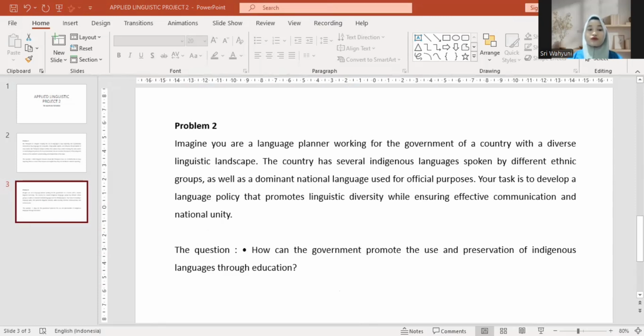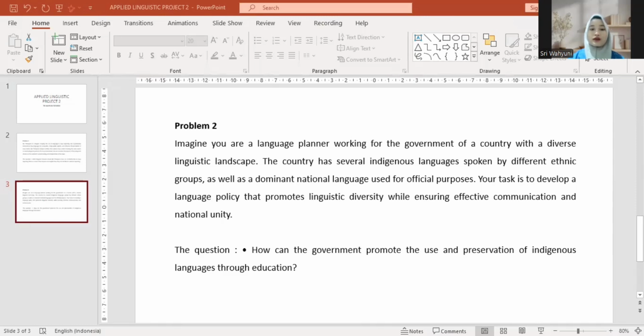So, for the second problem, there are some ways. The first is sociolinguistic awareness. Understanding the sociolinguistic context of indigenous languages is crucial. The government can promote awareness of the social and cultural significance of these languages through educational programs. This can involve teaching students about the role of language in identity formation, community cohesion, and cultural heritage. By fostering an appreciation for linguistic diversity, students are more likely to value and engage with their indigenous languages.